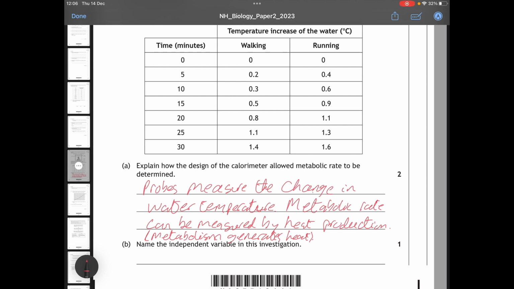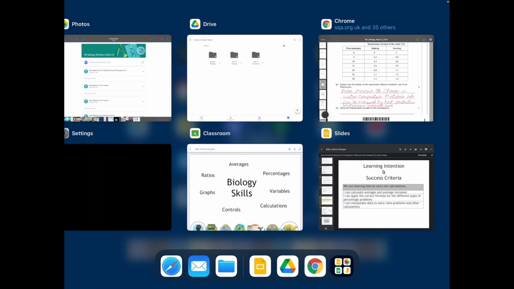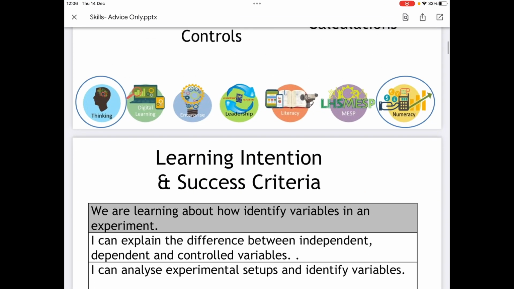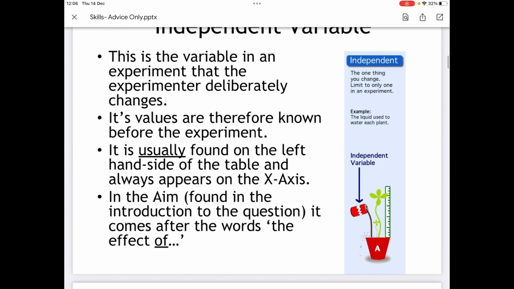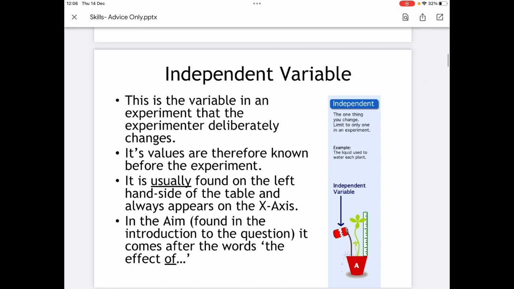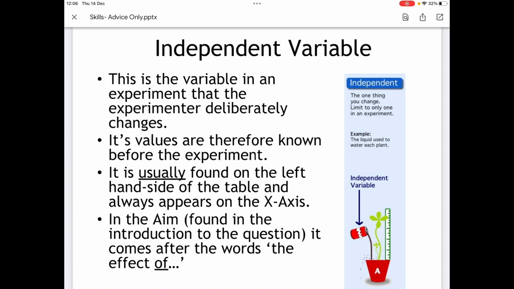Okay. The next one says, what is the independent variable in this investigation? And luckily for question B, our skills booklet very much can help. There's a big section here on the independent variable and what it is. So this is the variable in an experiment that the experimenter deliberately changes, and its values are therefore known before the experiment starts. It's usually found in the left-hand side of the table and appears in the x-axis.